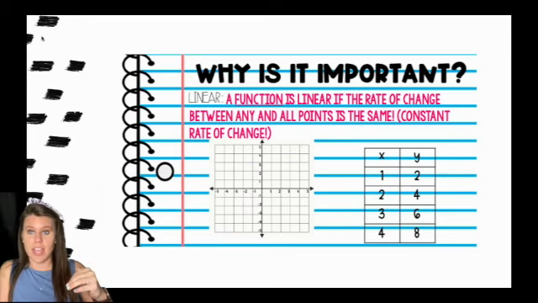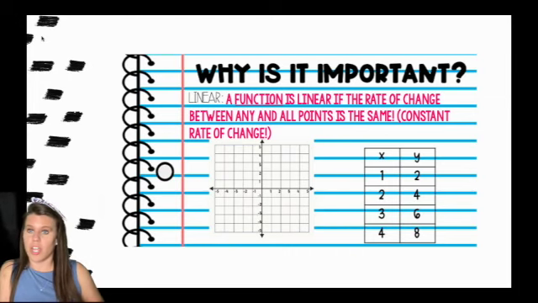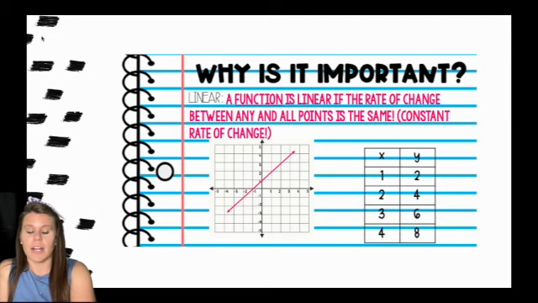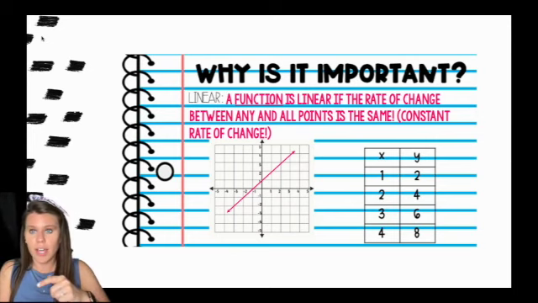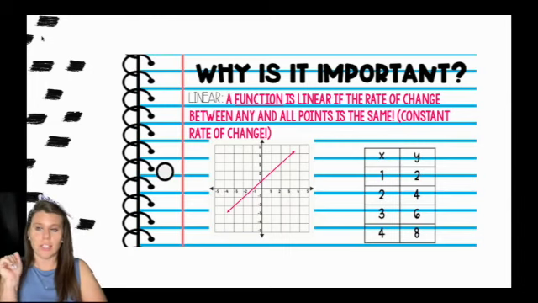That means it's the same no matter where you go on your graph or no matter where you go on your table, it's the same change from one point to another. And so a linear graph is going to produce a straight line every single time. What I mean by a straight line, you see how there's no breaks on that line? It's not a V, it's not curved at all, it is just one straight line.